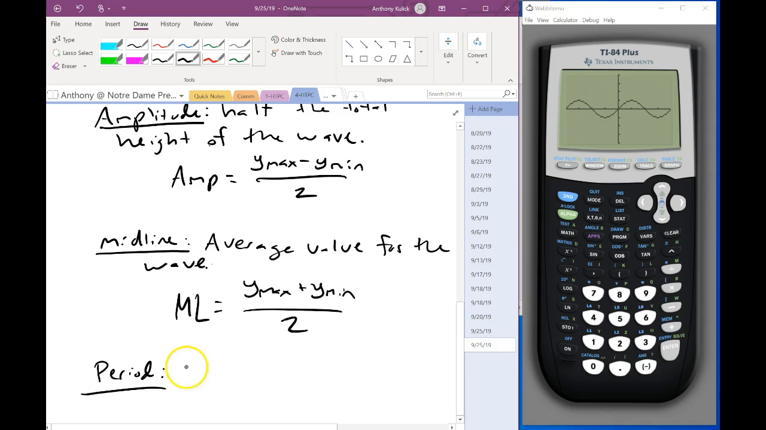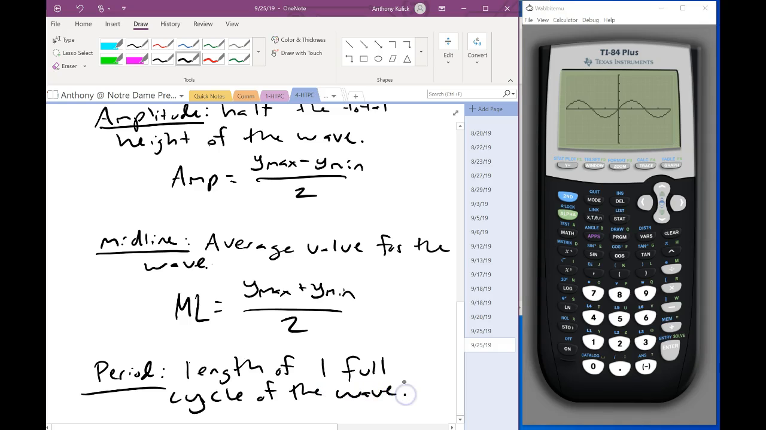The period is the length of one full cycle of the wave. So if I take a look at my graph, I'm going to pick an arbitrary starting point to look for a cycle. The arbitrary starting point I'm going to pick is just the origin because it's easy to deal with. So I do an up part, a down part, and then I start another up part again right here, right? So my period is going to be from the origin to this spot on the x-axis.